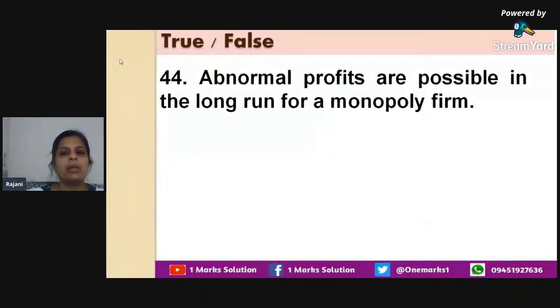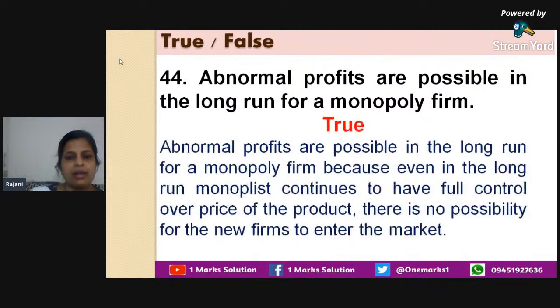Next one: abnormal profits are possible in the long run for a monopoly. That is true. They can enjoy supernormal profit in the long run because they are the price makers. Depending on the market strategy they adopt, they can enjoy supernormal profit or abnormal profit in the long run also. But in other cases, it's not possible. If a firm is enjoying supernormal profit, and there is freedom of entry and exit, other firms enter the industry and that excess supernormal profit is cleared off. So that is not there.